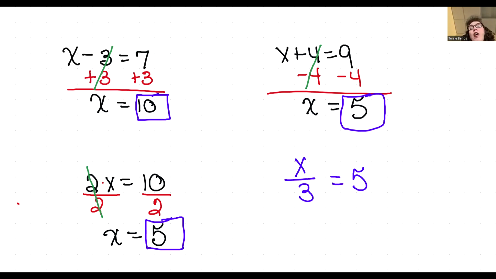Well, we know that the opposite of division is multiplication. So we are going to multiply that side by 3. And what we do to one side, we must do to the other side. When we do this, this actually cancels out those 3's, which will leave us with x equals, and 5 times 3 is 15. So our answer here is x equals 15.